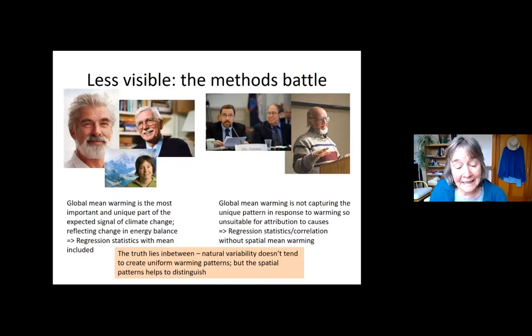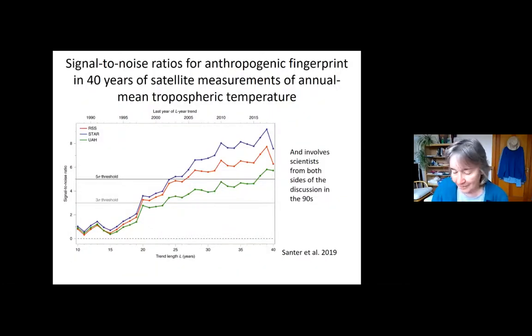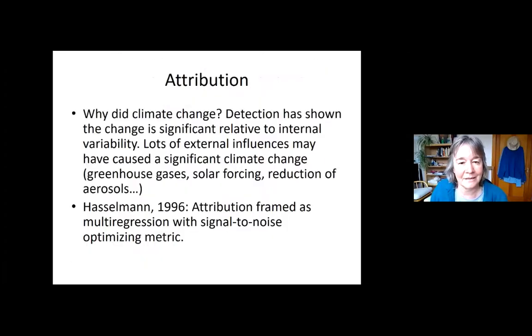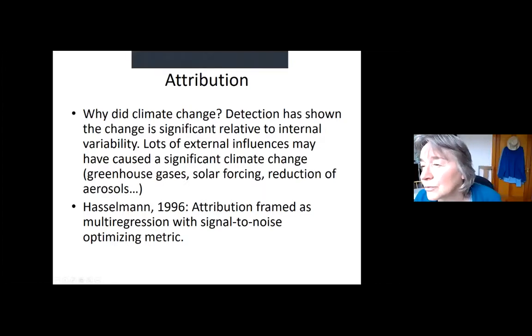But in the end, it was resolved in a way by Klaus with his 1997 attribution paper, which says if we really want to figure out what caused climate change, we need to look at multiple signals, and we need to look at them explicitly.